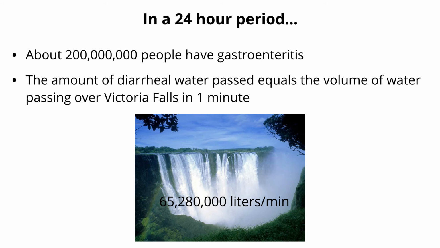Let's talk about gastroenteritis. Did you know that in any 24-hour period, the amount of water that people pass because they have diarrhea equals the amount of water passing over Victoria Falls in 1 minute? 65 million liters per minute. That's a lot of diarrhea. And that's not good if you're somewhere where the fluid can't be replaced. And so a lot of kids have died of this in countries that can't do fluid replacement.